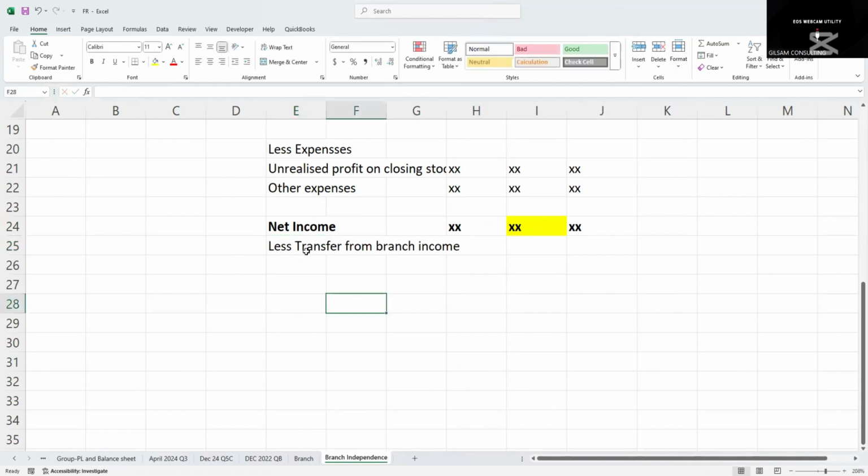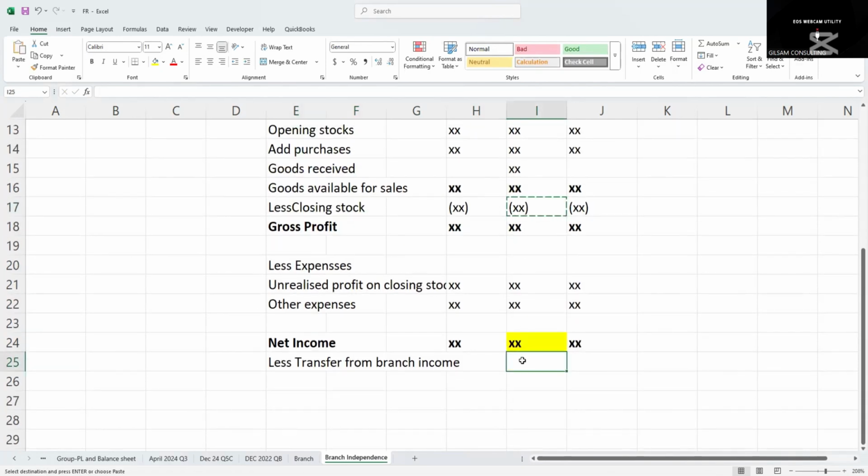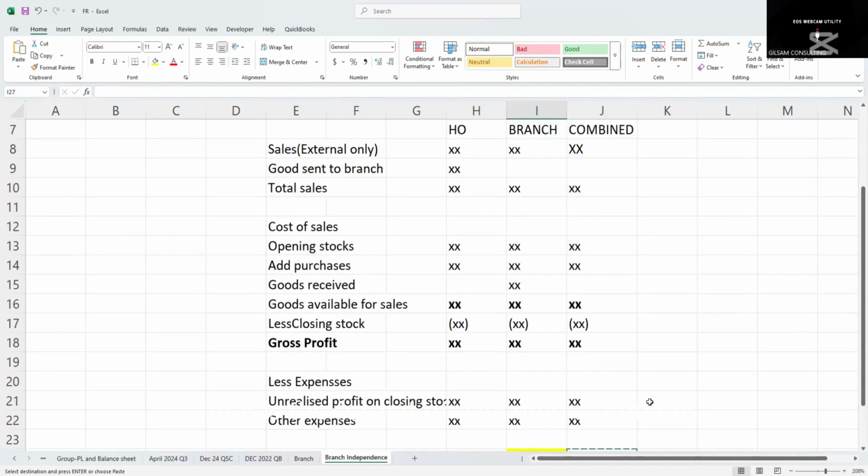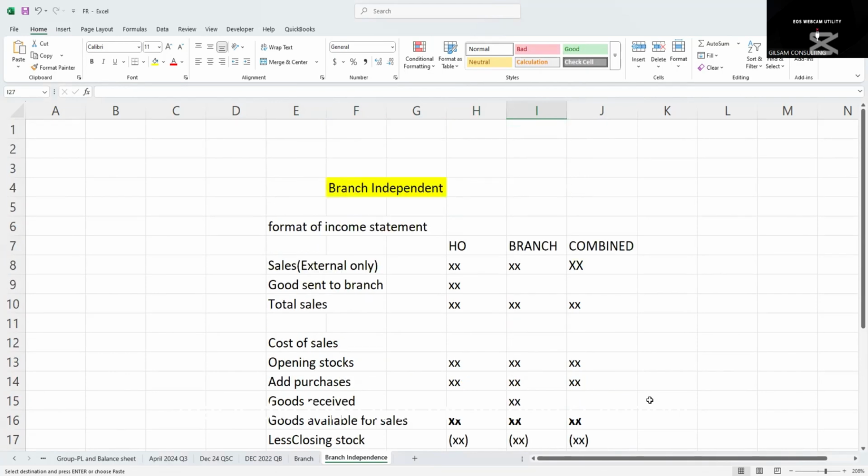income, which is this one. So we will subtract this also on both sides, or it will affect the total, so that now we get the normal profit here. This one will be nil, but this one you will have this, and also you'll have for the combine. So that is the format of the income statement.